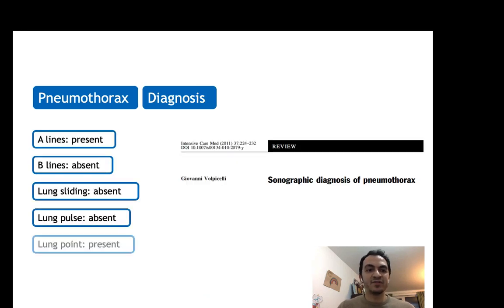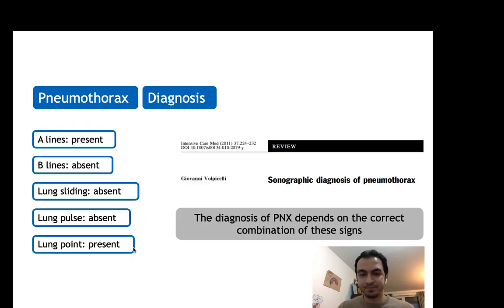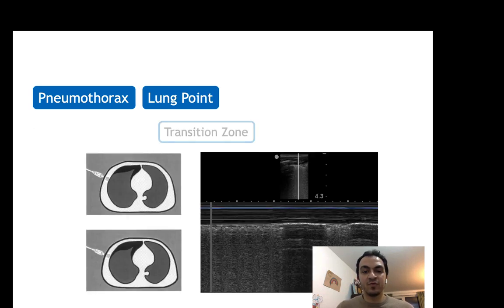And these are different signs of pneumothorax put together by Giovanni Volpicelli to give us high accuracy in diagnosing or ruling out pneumothorax. So when you have the presence of A lines, the absence of B lines, which we just mentioned briefly and will discuss very shortly, the absence of lung sliding, the absence of lung pulse, and the presence of lung point, all these together give you a closer and more accurate diagnosis of pneumothorax.